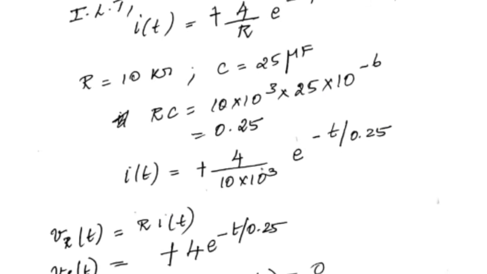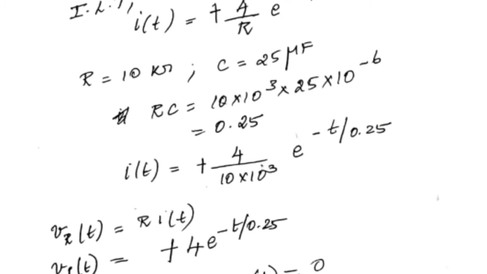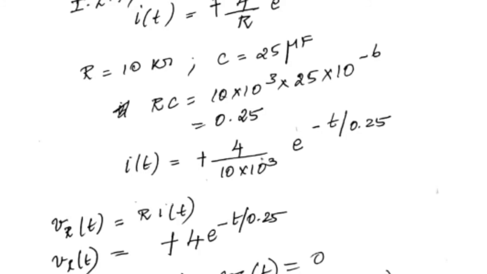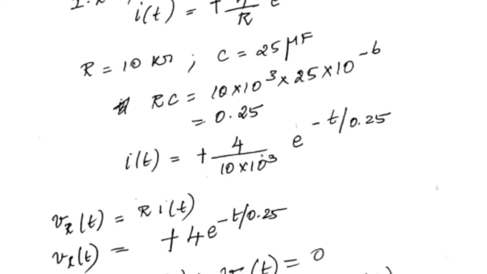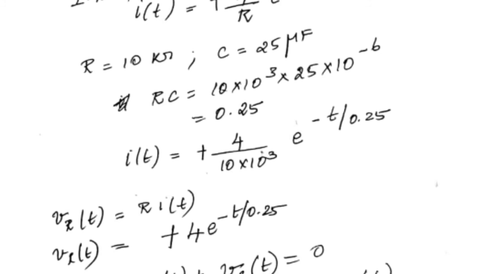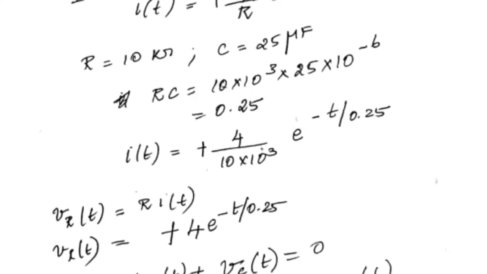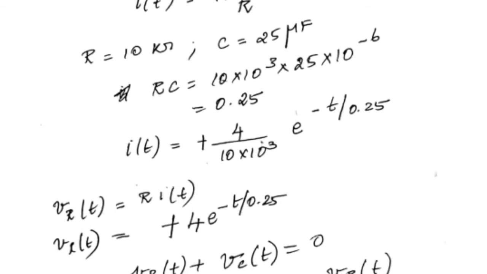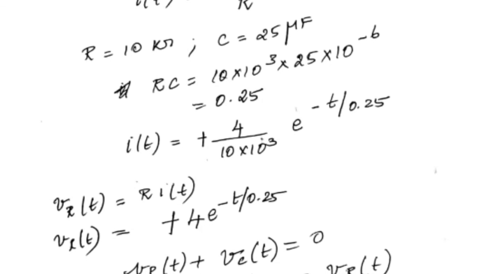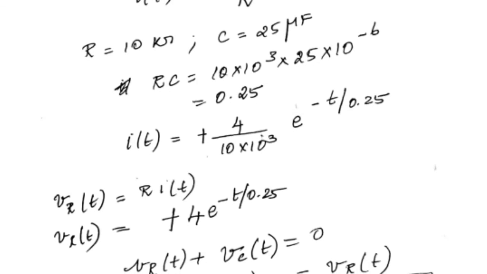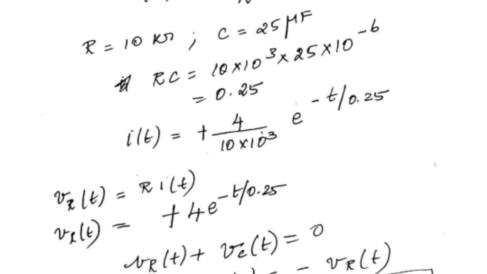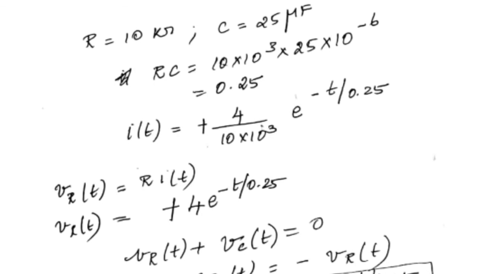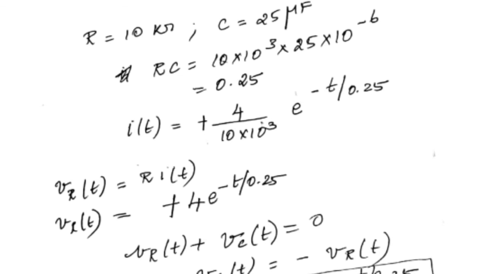Now we are supposed to calculate the voltage across the resistor and the voltage across the capacitor. The voltage across the resistor is given as R into i of t. Substituting R, that is 10 into 10 power 3, multiplied by i of t, which is 4 divided by 10 into 10 power 3, the 10 into 10 power 3 in the numerator and denominator cancel. So we get VR of t equal to 4 e power minus t by 0.25.